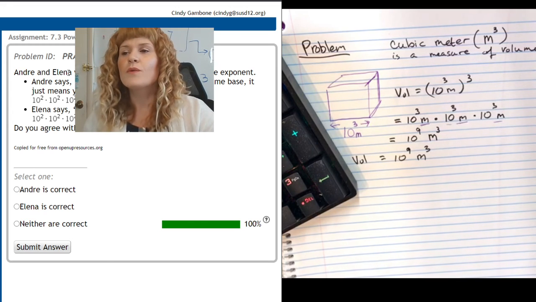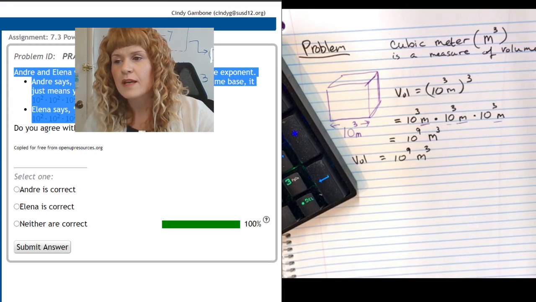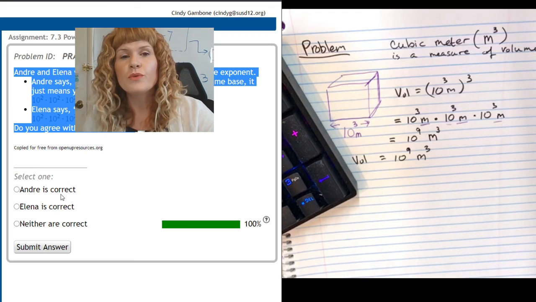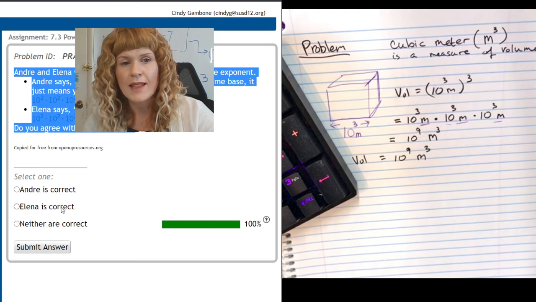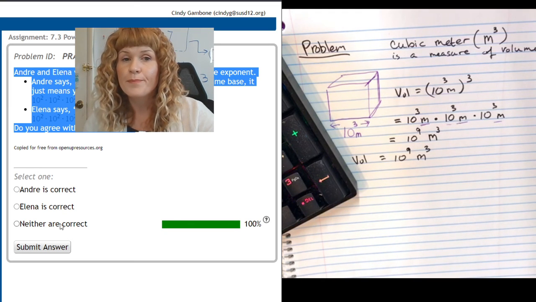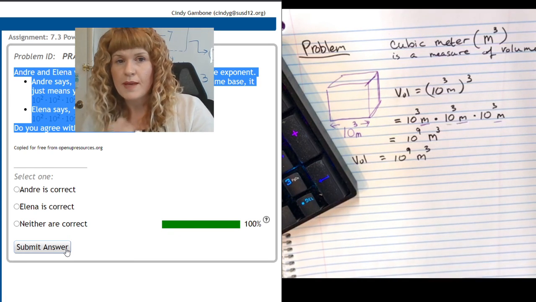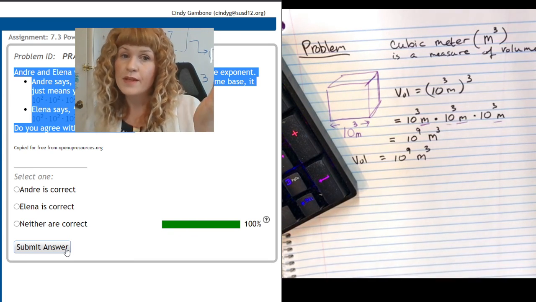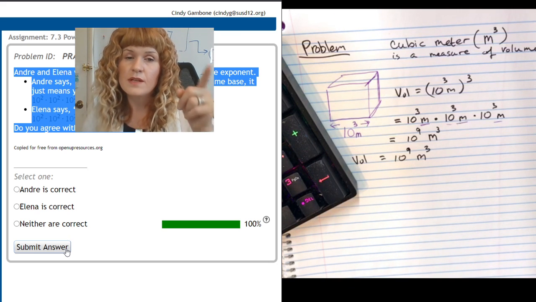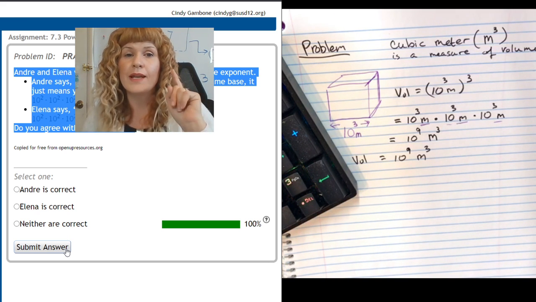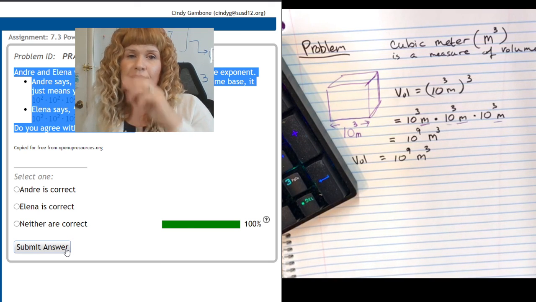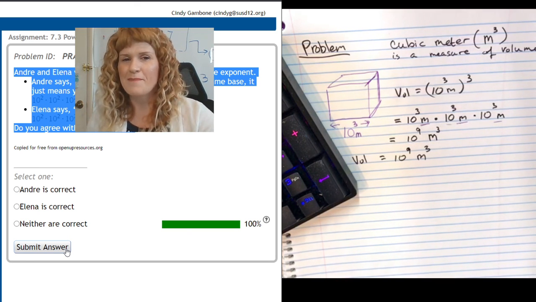Ha! Read the problem carefully and then click who you agree with, Andre, Elena, or neither of them. And then submit your answer. And in the next problem, explain why. And then you'll be finished. So you have to read this one, think about it on your own, and explain your answer to get points. You can't just copy me.